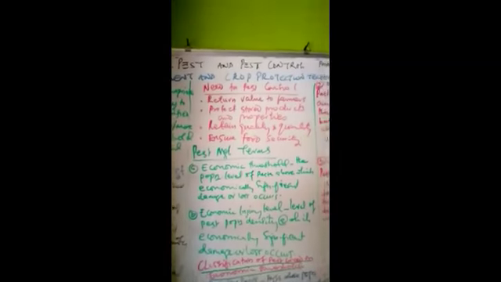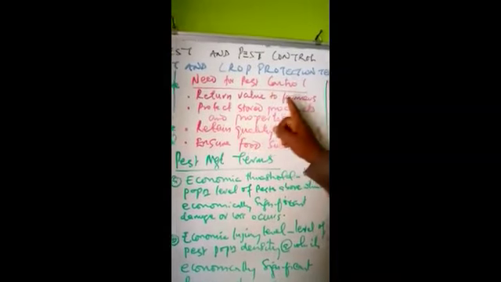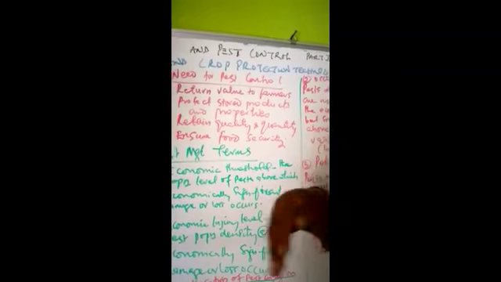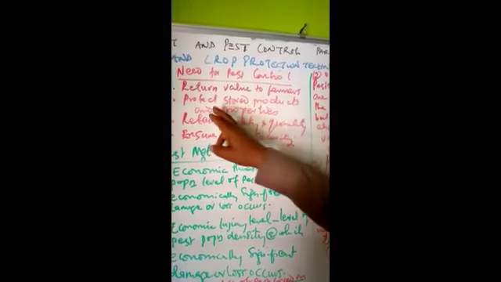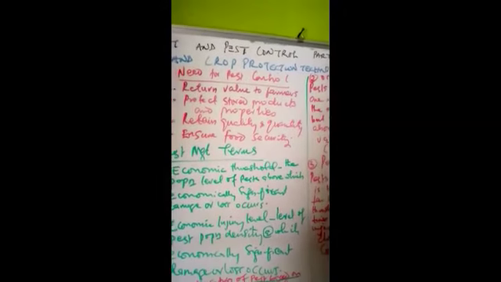Then, if a farmer wants to control pests or a government wants to control pests, what is the need for it? Why will a farmer or a government control pests? One, if you control pests, you return value to the farmers. The value of the products, because the quality will be high and the market value will be high, you return value to the what? Farmers. Two, you protect your stored products and properties. Some farmers lose millions of dollars when weevils eat their stored beans.